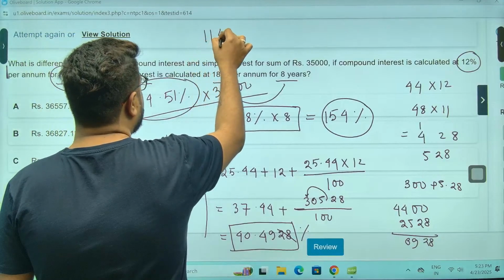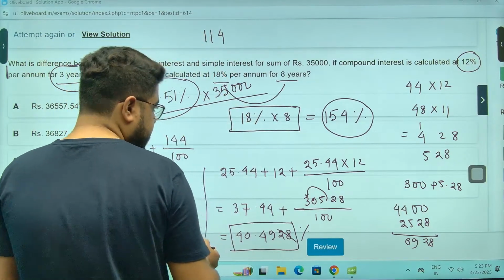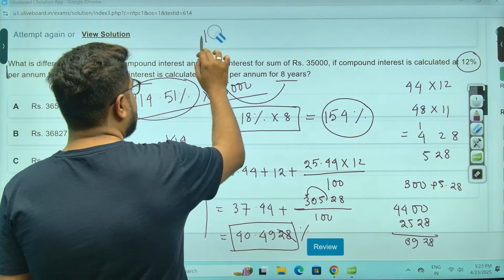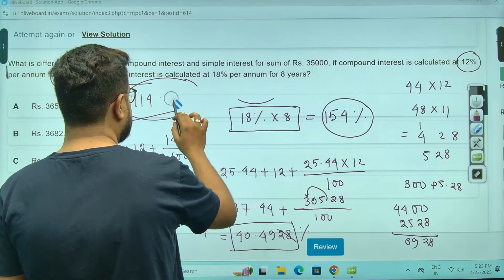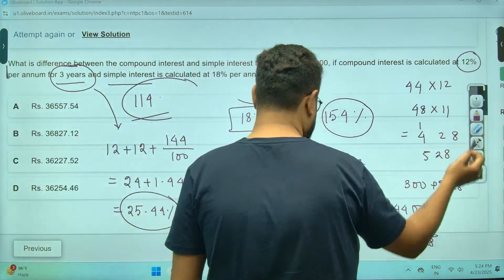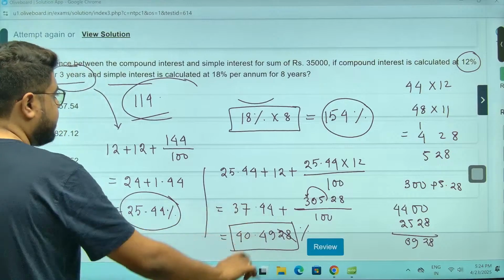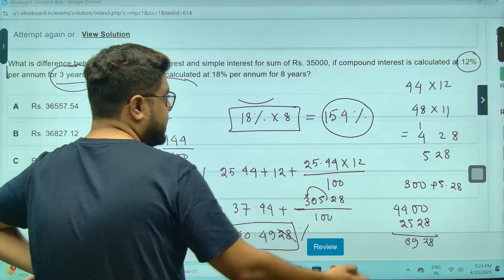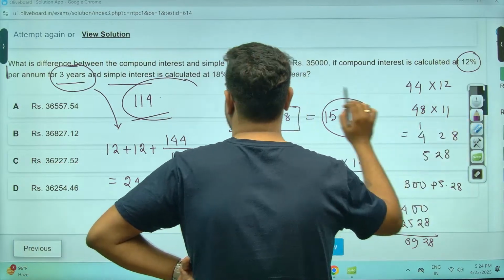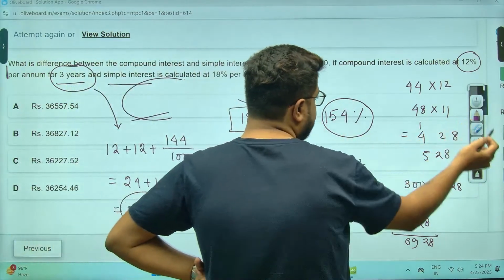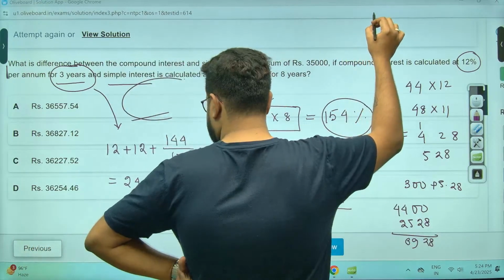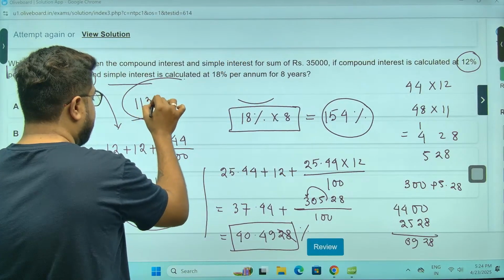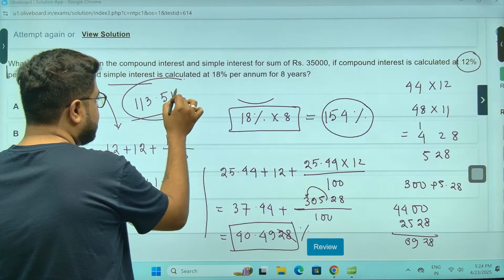So 114. But again, it is better not to take any approximation. Options are very, very close. So let's take everything. So 154, so 114, 113 will be. Absolutely doesn't make any sense to give a question of this magnitude. 113.5172%.